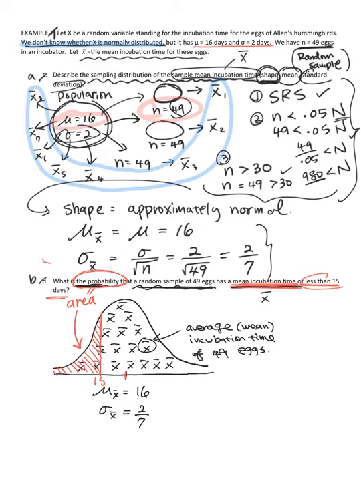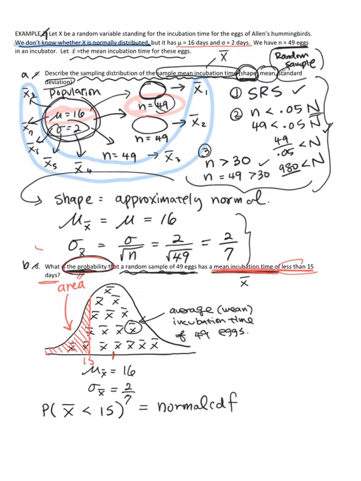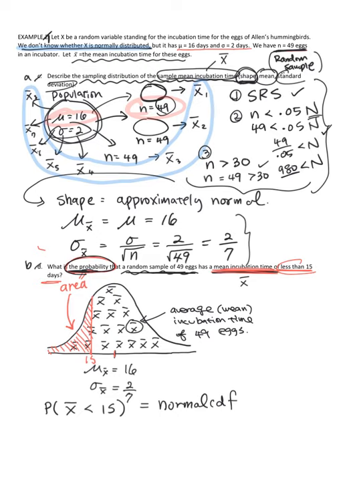So we want the probability of less than 15 days. We know that this is approximately normal, so we can use the normal CDF function to find the area. I'm going to use the calculator function normal CDF, and then we have to figure out lower, upper, mu sub x bar, sigma sub x bar.